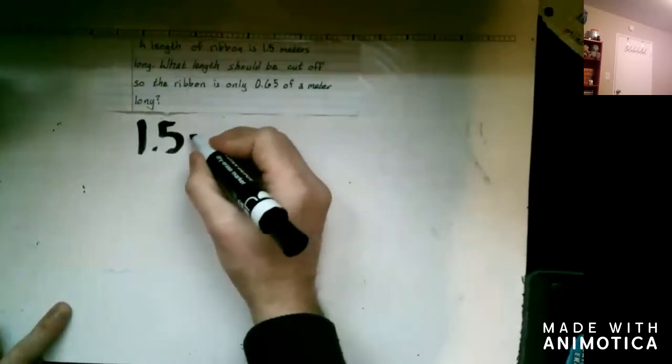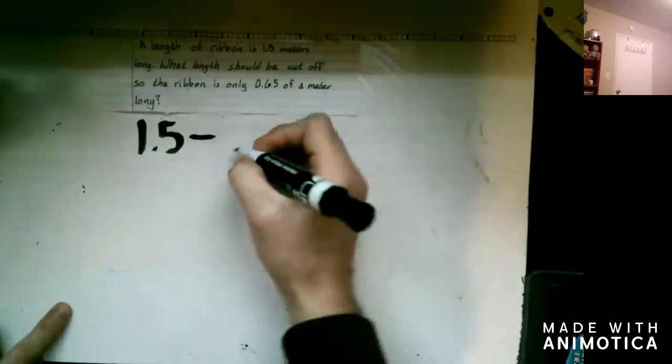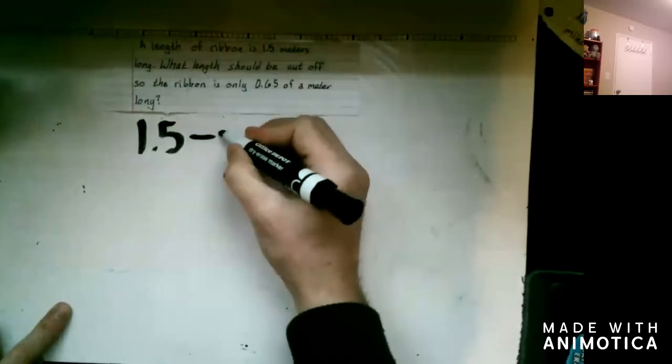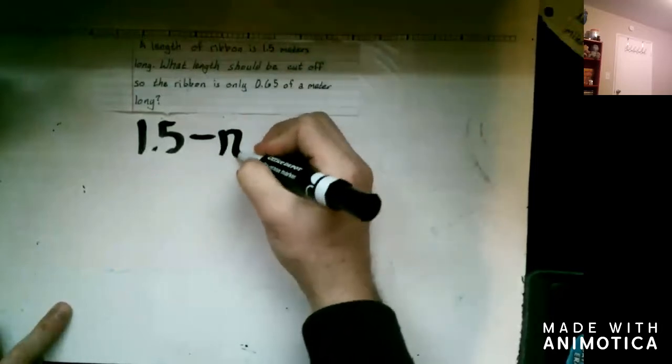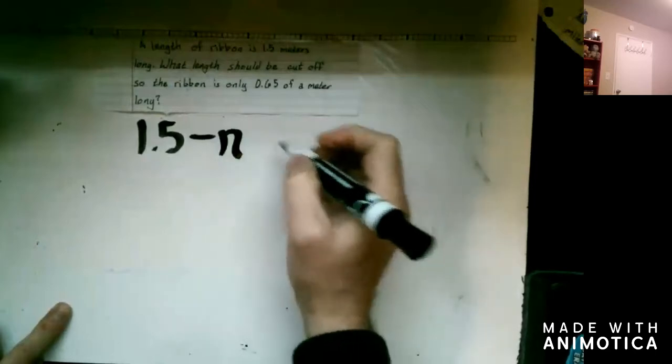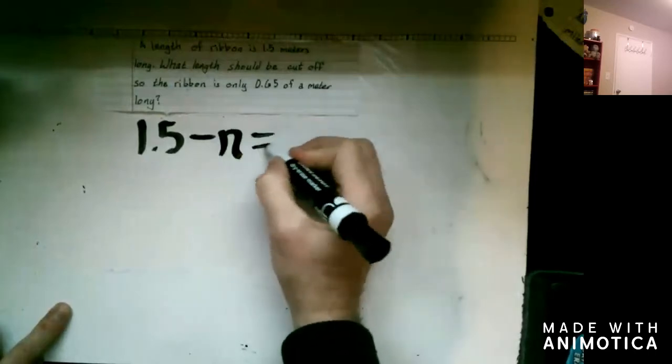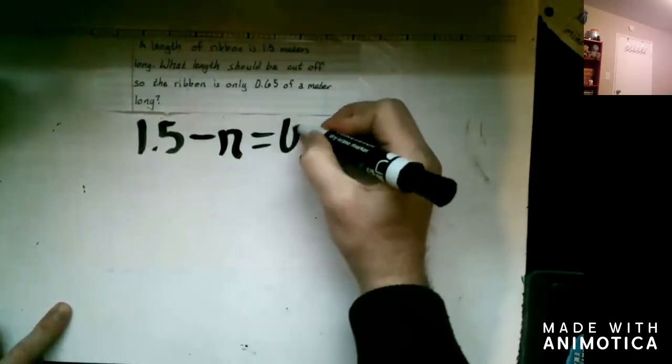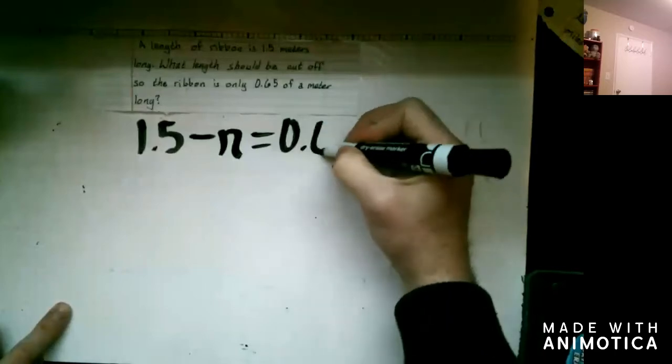What length should be cut off so the ribbon is only 0 65/100 of a meter long? Well, I'm cutting something off. So that means I'm subtracting, and it's a mystery. I don't know what it is, and I'm going to just keep using the letter n as my variable. And it ends up being 0 65/100.